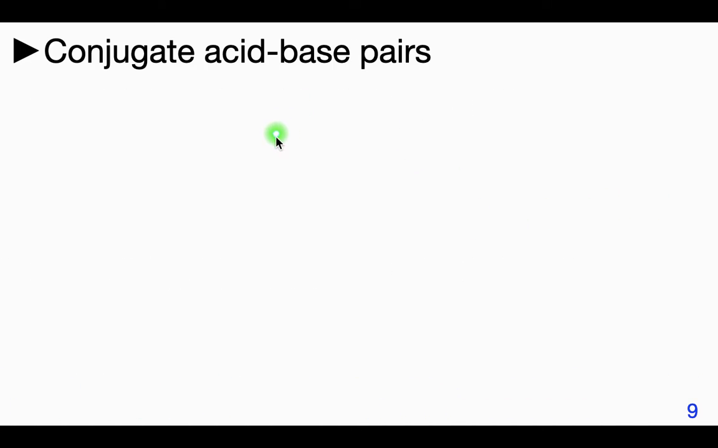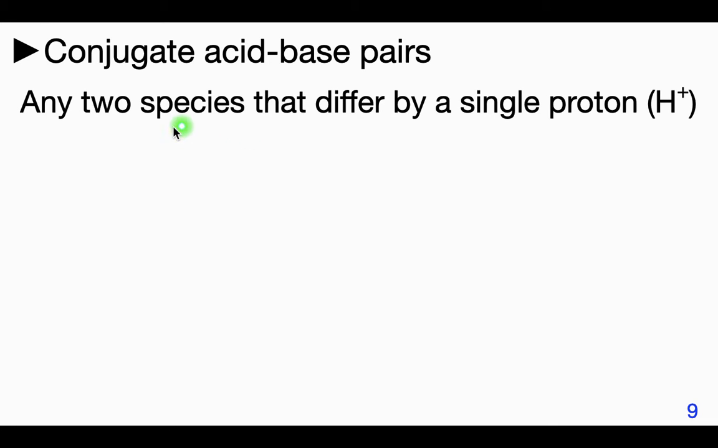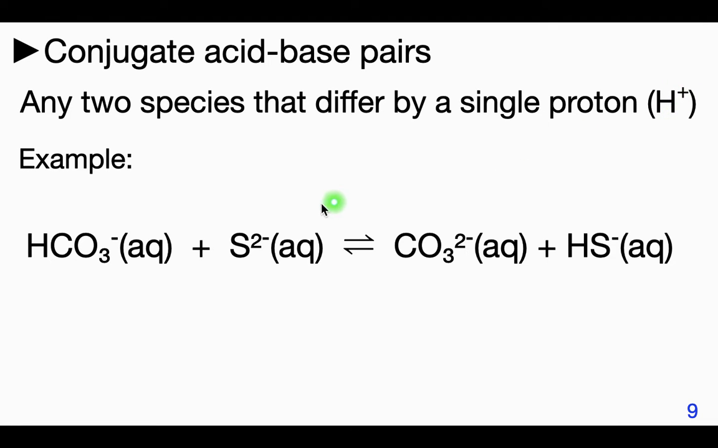Conjugate acid-base pairs: any 2 species that differ by a single proton. Example. So if we were to look at this reaction, almost all the reactions that we're going to be looking at now will have a double arrow. Not all. When we don't see a double arrow, it's just to make the point of what occurs in the reaction. But many of the acid-base reactions that we'll be referring to will have the double arrows.